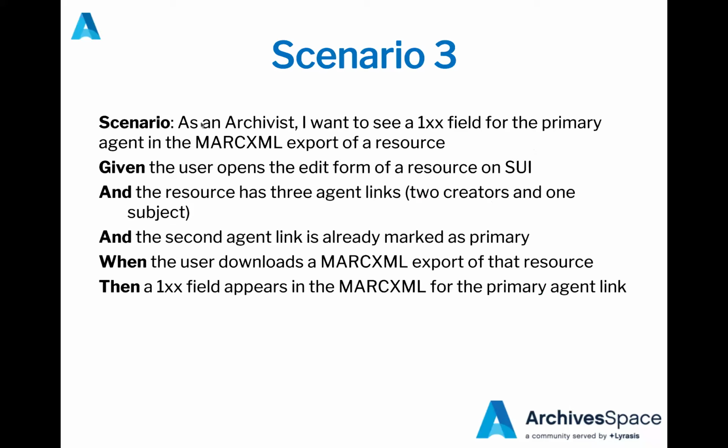So as an archivist, I want to see a 100 field for the primary agent in the MARC XML export of a resource. So given the user opens the edit form of a resource on the staff user interface, and the resource has 3 agent links, in this example, 2 creators and 1 subject, and the second agent link is already marked as primary, when the user downloads a MARC XML export of that resource, then there should be a 100 type field appearing in the MARC XML export for that primary agent link.